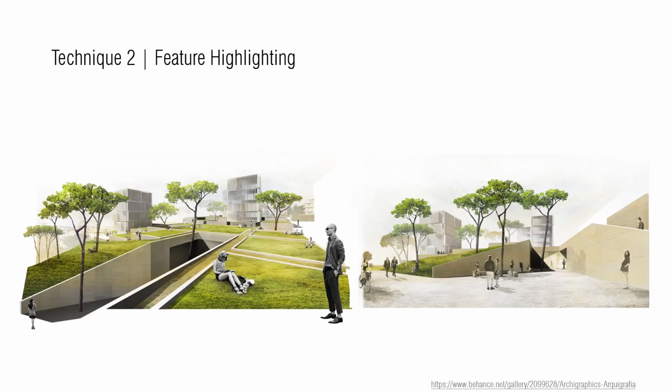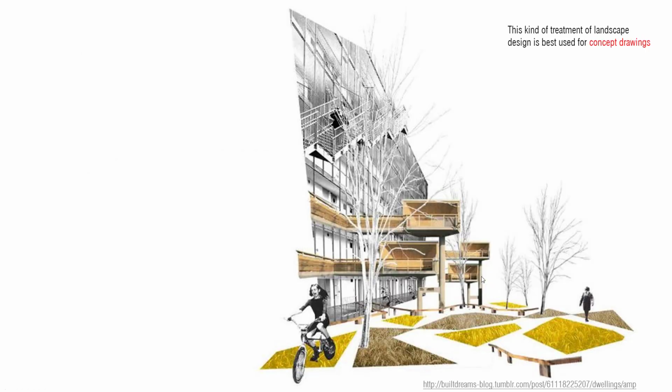A second technique that you can use is feature highlighting, where you use very vibrant colors to highlight a certain thing and use more of a gray color to represent everything else. So here the landscape slopes on the roof are very strong, it stands out because of the color scheme that's used. For this one here, they are highlighting the ground surface. I would not recommend this kind of style for your perspective rendering because this is more of a conceptual drawing style.